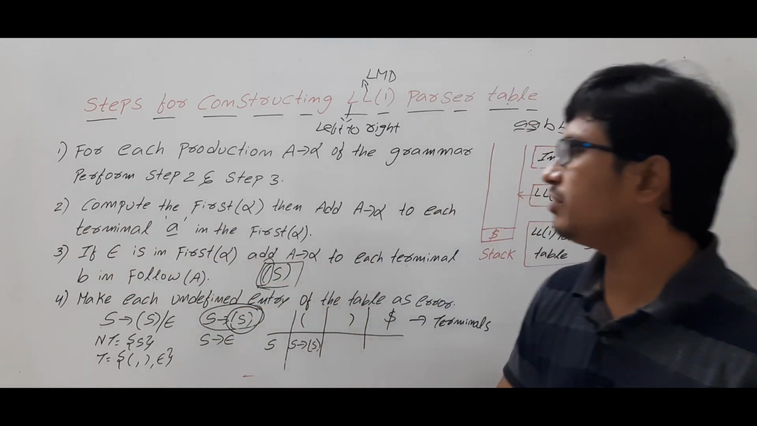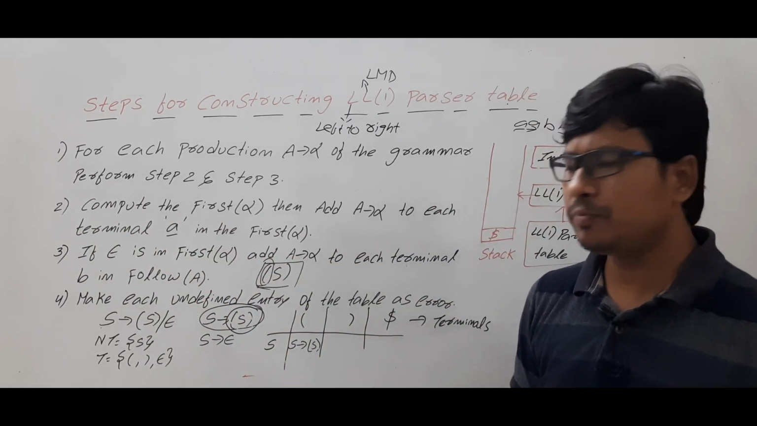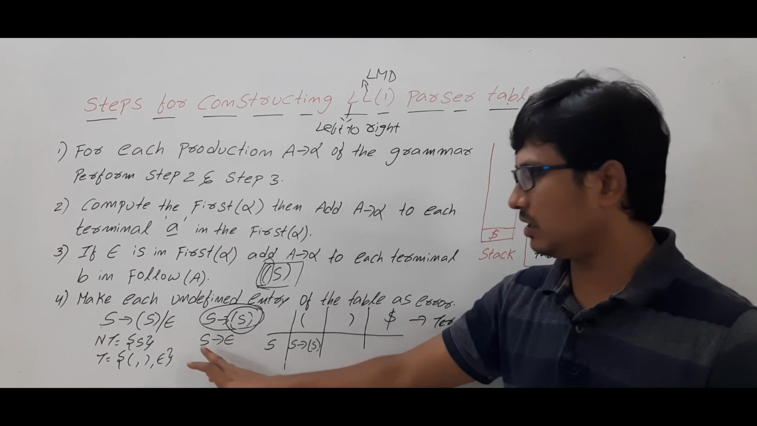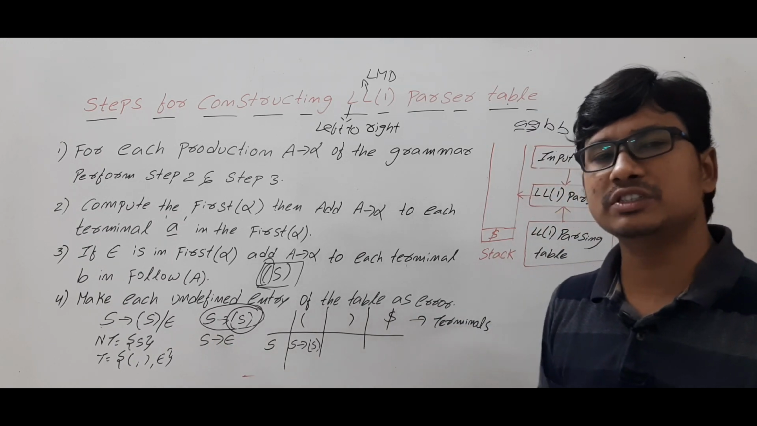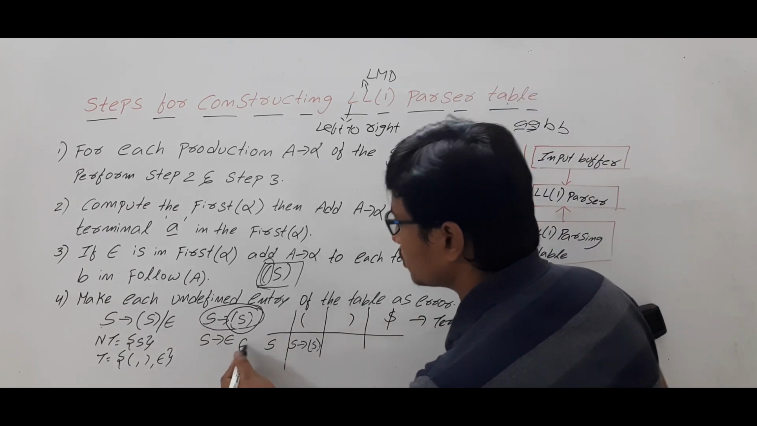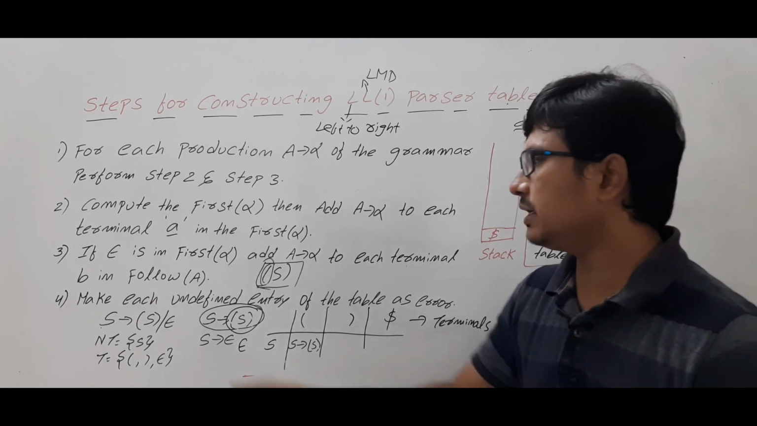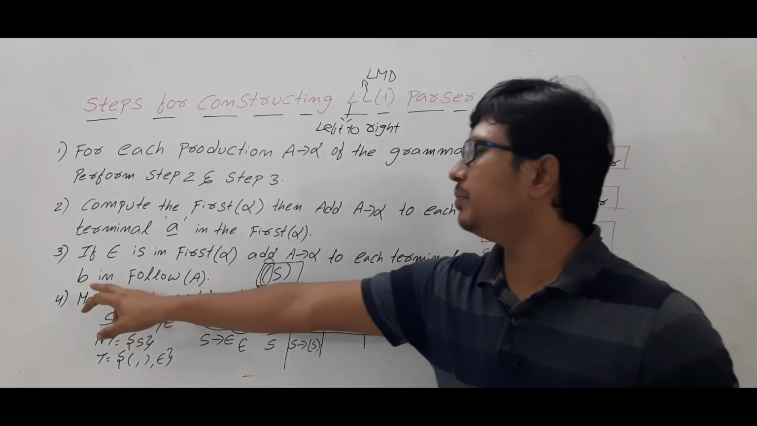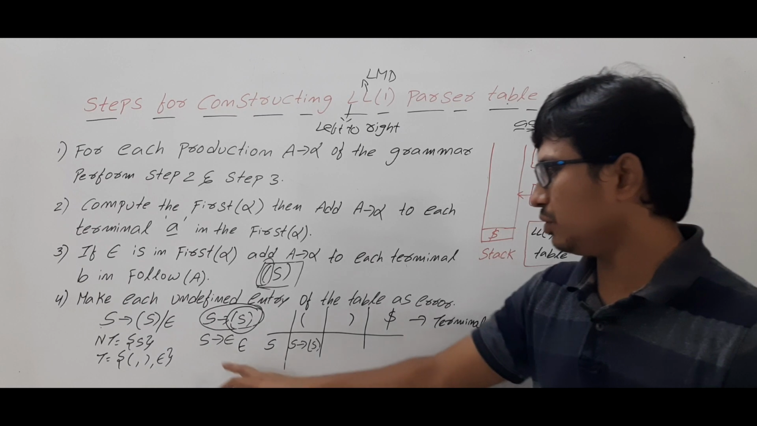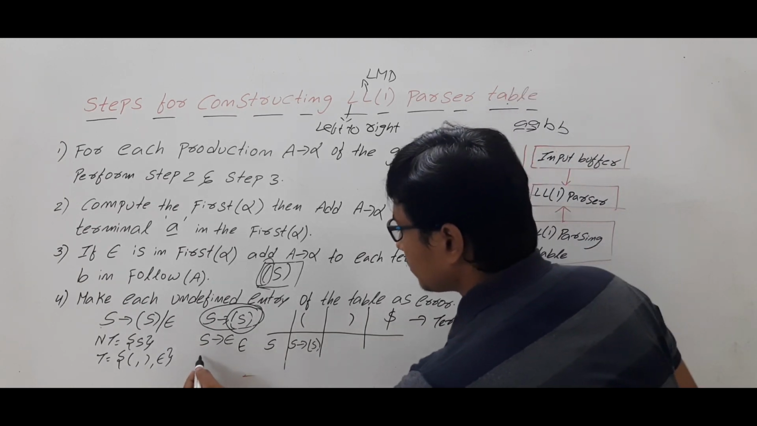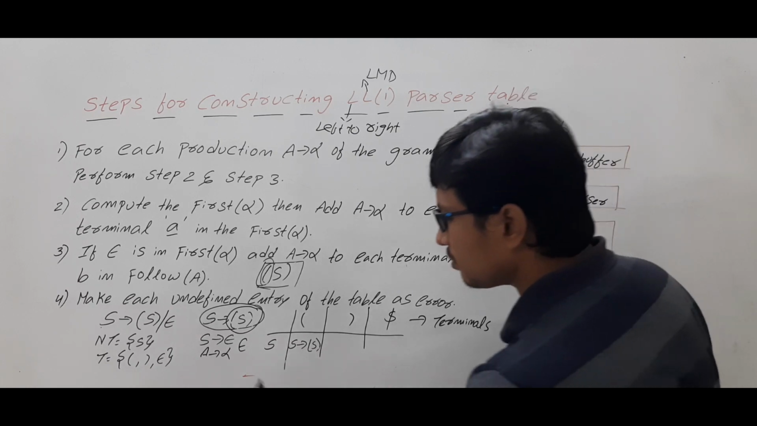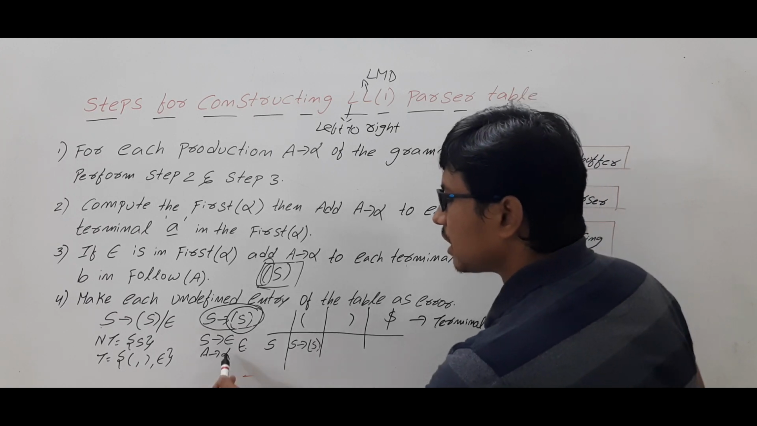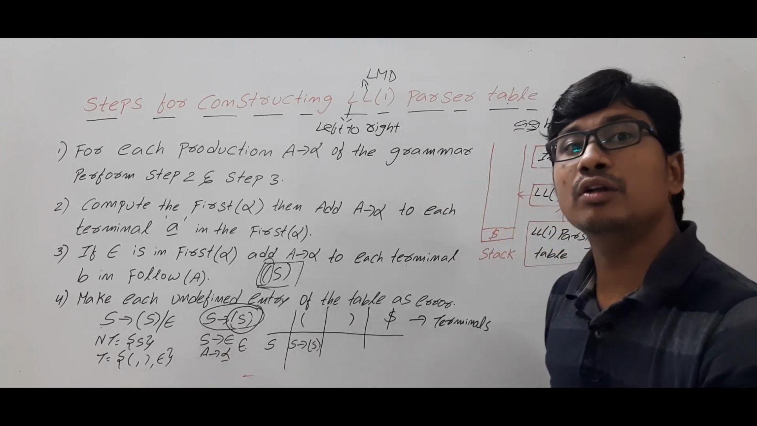Now, step 3. If epsilon is there in the first of alpha, it may be possible. Now, let's take this one. If I consider this as A and this is alpha, A → alpha. If you compute the first of alpha, you will get the epsilon. So epsilon may be possible in the first of alpha. Add A → alpha to each terminal B in follow of A. So if you have A → alpha, when you compute the first of alpha and you get an epsilon, then A → alpha should be placed in the follow of A.